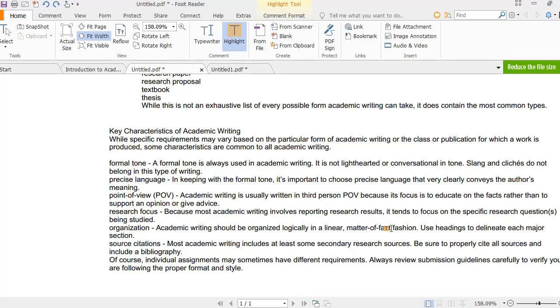While specific requirements may vary based on the particular form of academic writing or the class or publication for which a work is produced, some characteristics are common to all academic writing. Okay, so first we are going to discuss formal tone.